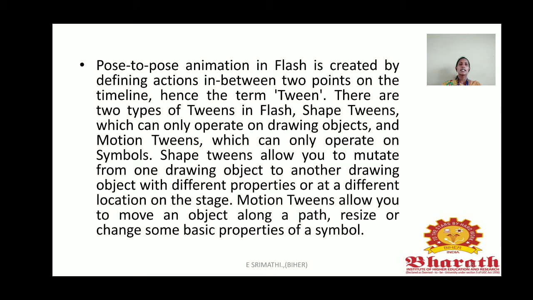So shape tweens allow you to mutate from one drawing object to another drawing object with different properties or at different locations on the stage. Motion tweens allow you to move an object along a path, resize it, or change some basic properties of a symbol.